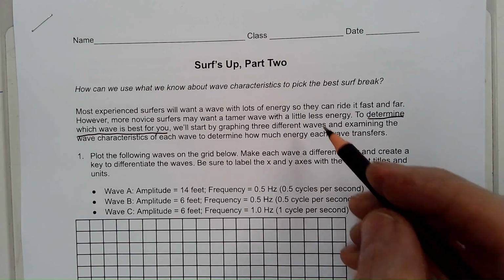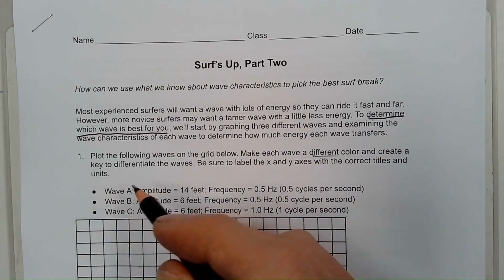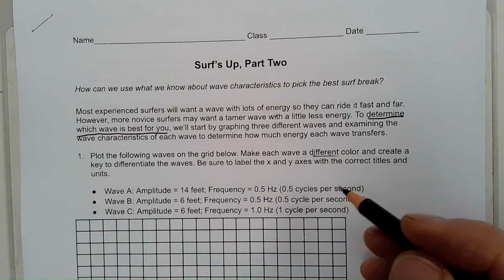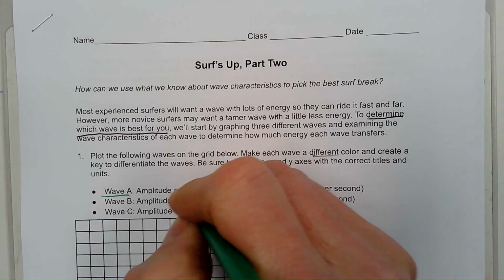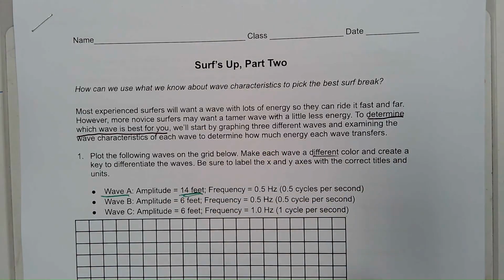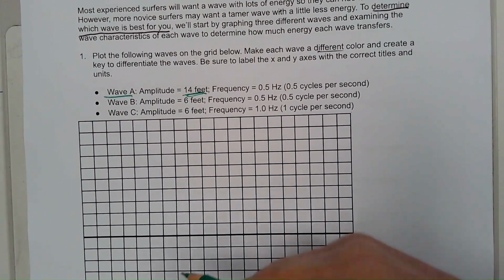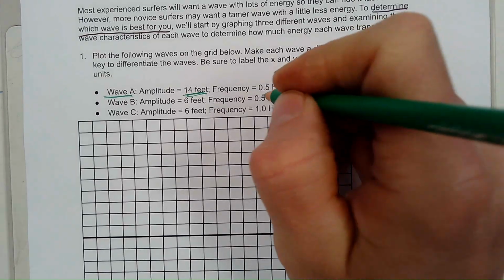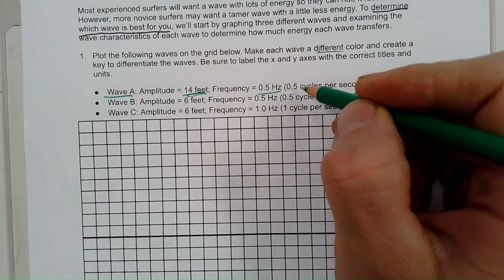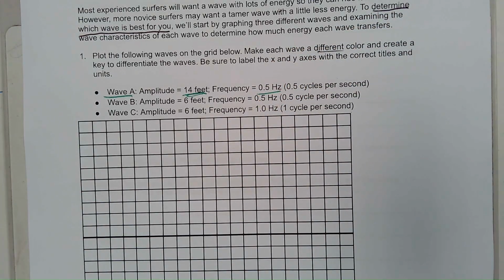Make each wave a different color and create a key to differentiate the waves. Got to label the X and Y axes and all that good stuff. So we're going to do wave A. Do that with green. Wave A has an amplitude of 14 feet. That means from the midline up to the top, it is 14 feet high. It has a frequency of 0.5 hertz. That is, it goes half a cycle in 1 second.